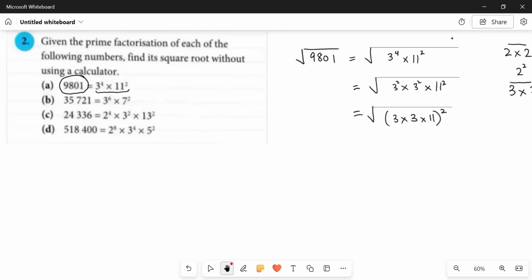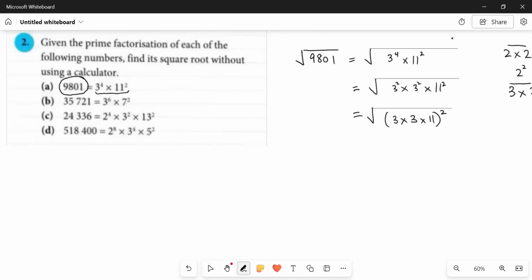It's just the same that we did in question number 1. So we have 2 3s and 1 11. 3 3s are 9. 9 into 11 is 99. It means 9801 is the perfect square of 99. ठीक है, you can also check this out.